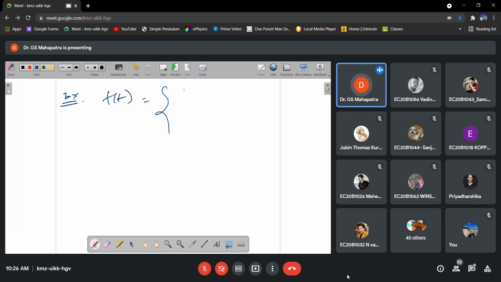Roll number 42. Okay, 46. Yes, sir. But what is the Laplace transform of sin t? S by s square plus 1. Okay. And then cos of t?